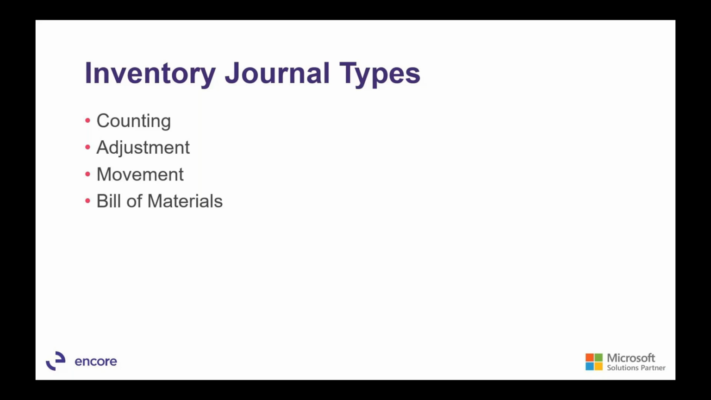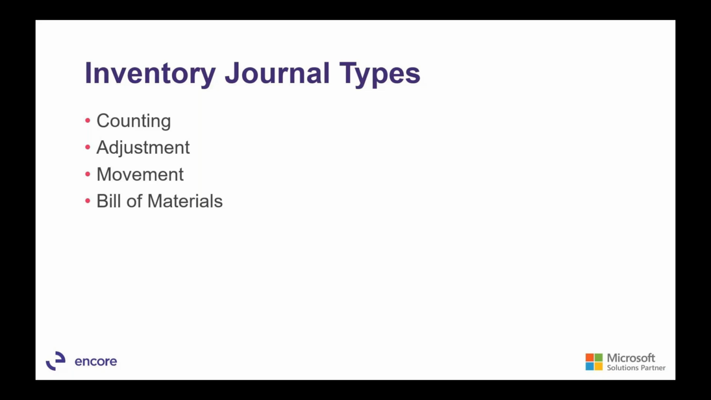So at a high level, the counting journal functions for users who go out to a shop or warehouse or store floor and count an item. And this journal is used to true up your inventory. So a user is going to input what they counted on the shelf. Dynamics is going to compare that to what it expects and then make an adjustment for the variance.